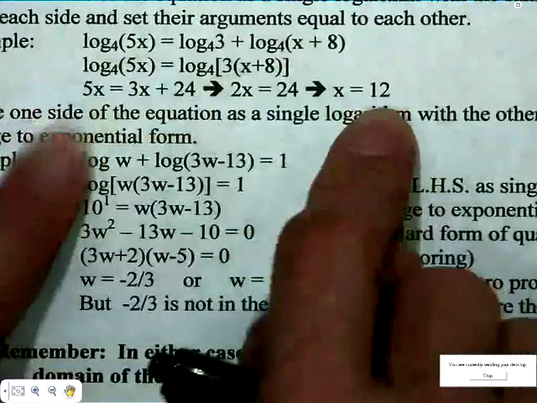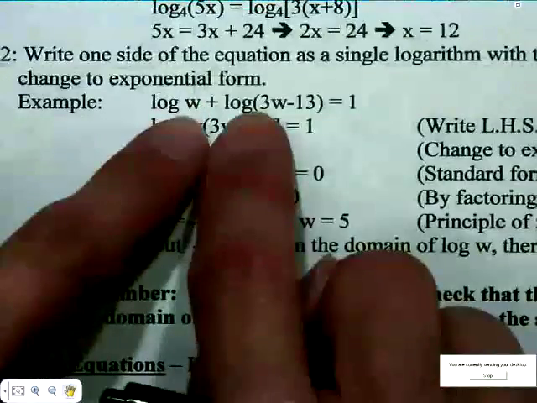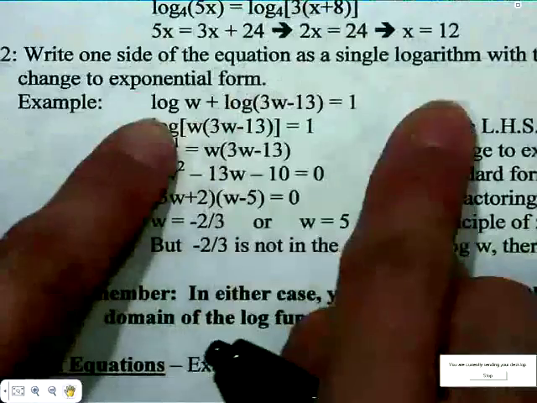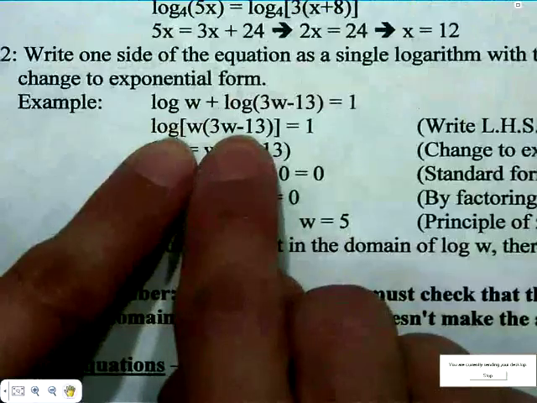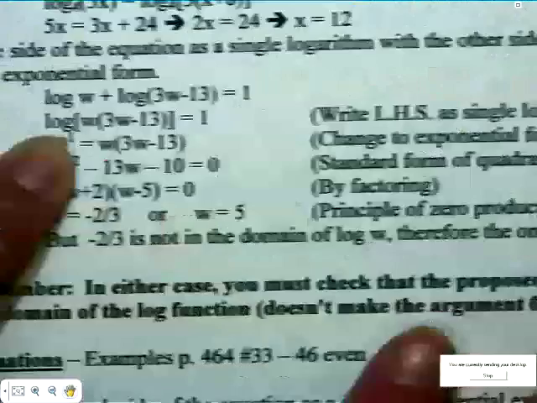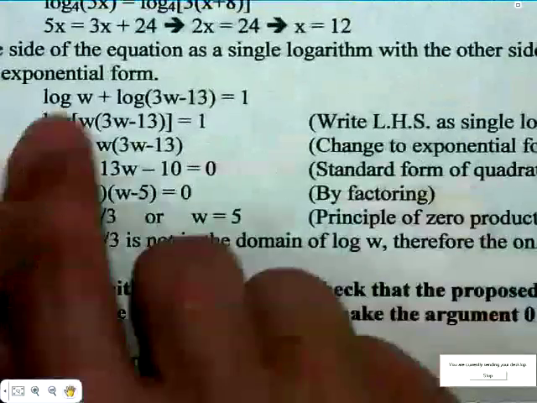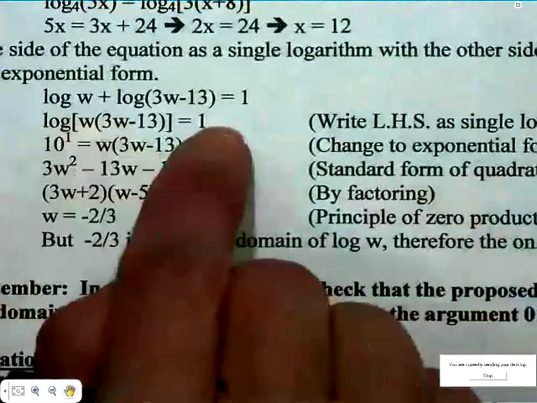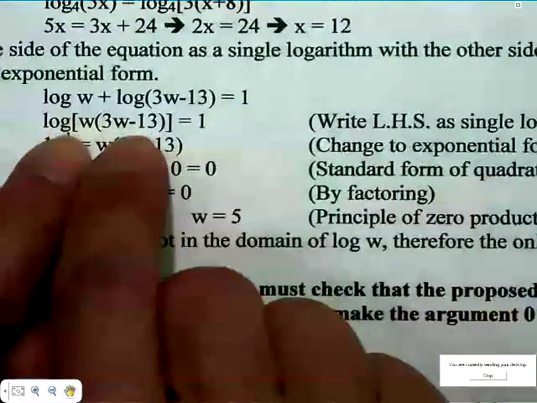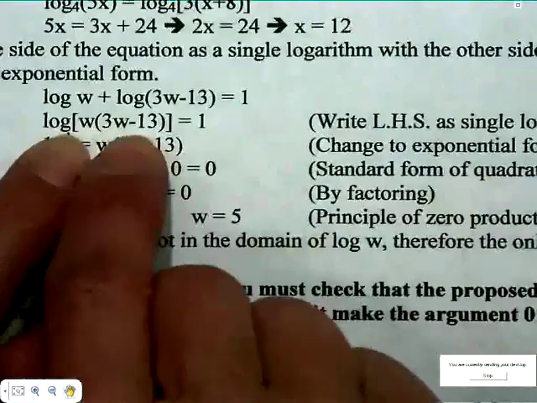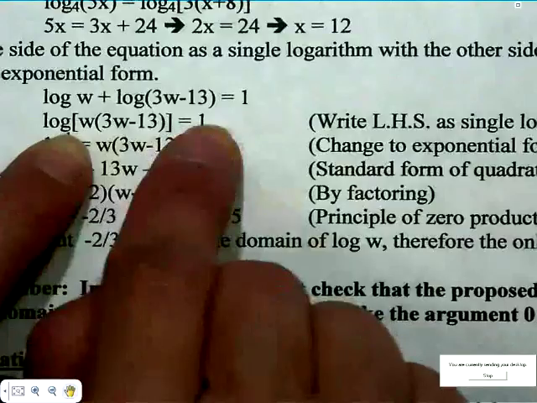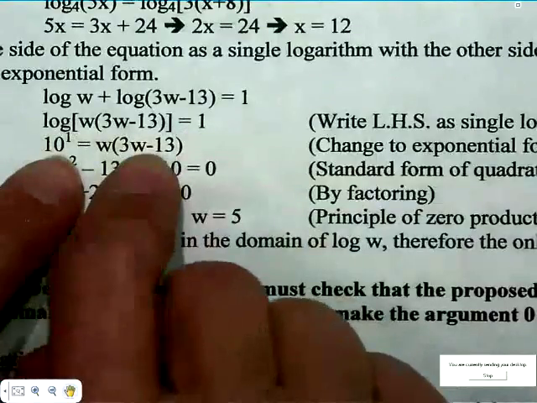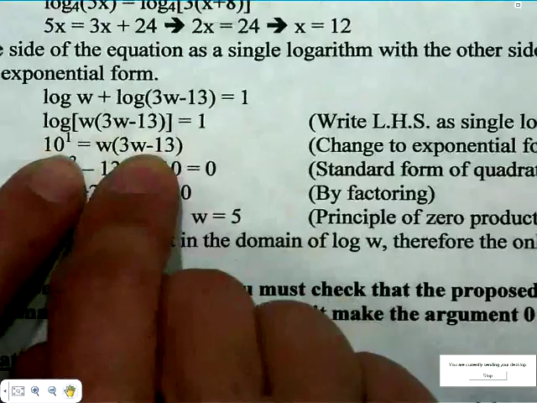Now the other kind of logarithmic equation, we don't have logs on both sides. We have log equals constant. We start by putting the two logs together as a single logarithm, but then the next step is change to exponential form. This is log of w times 3w minus 13 equals 1. What's the base of that logarithm? Nothing's written, so it's understood to be base 10, and in exponential form, it would be 10 to the first equals the w times 3w minus 13.